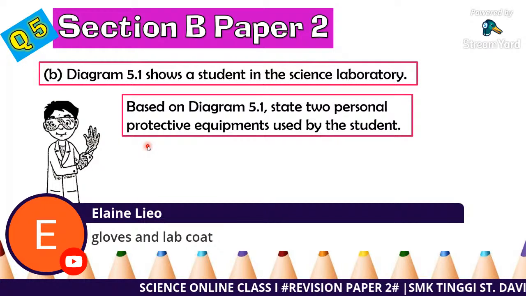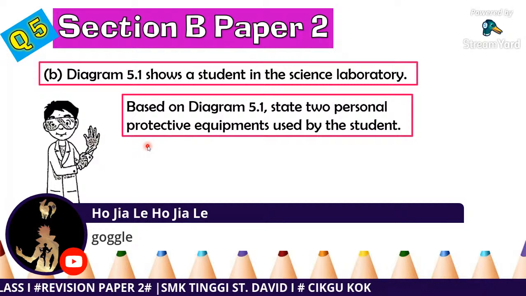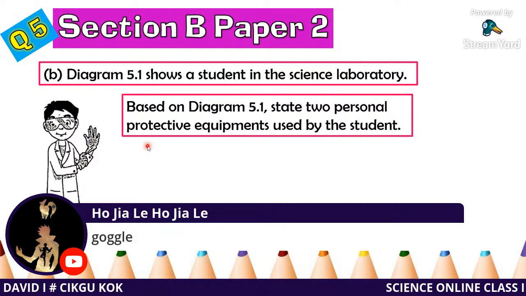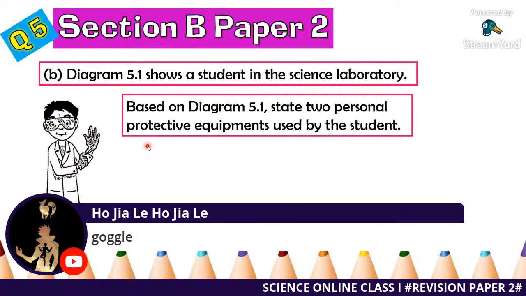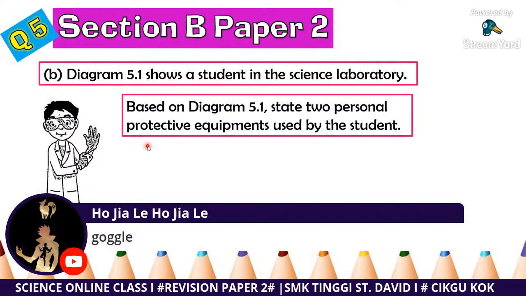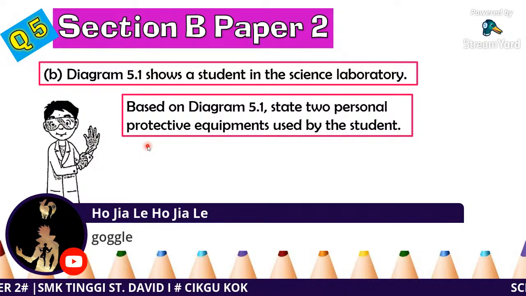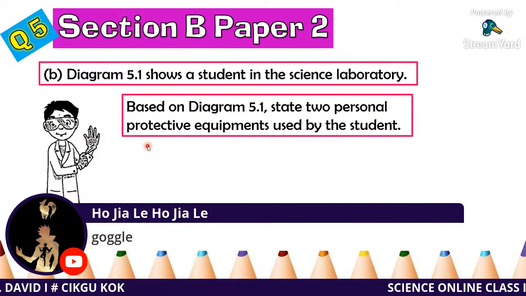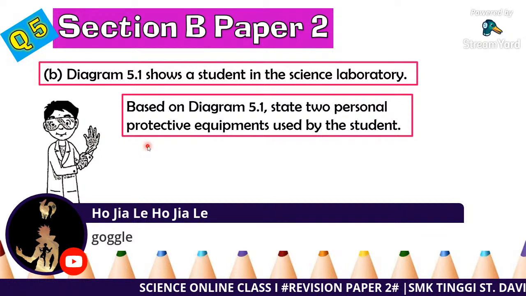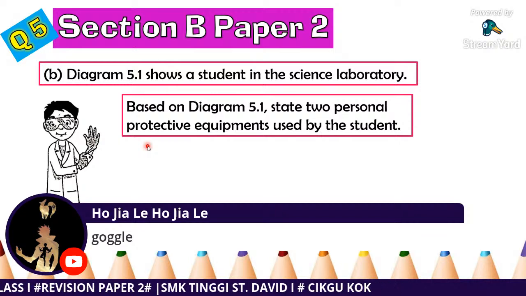Goggle. Yeah, correct. From Jala, they wear the goggle, not Google. So make sure you know how to spell goggle. Okay, some more. You can see from here, we got lab coat, we got glove, we got goggle. Coat is also correct. Also correct for the glove and goggle. So I show the answer.